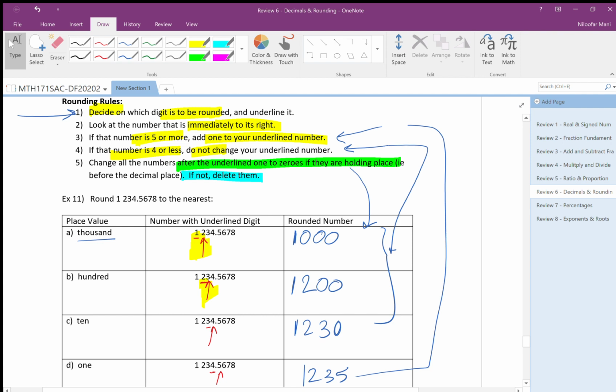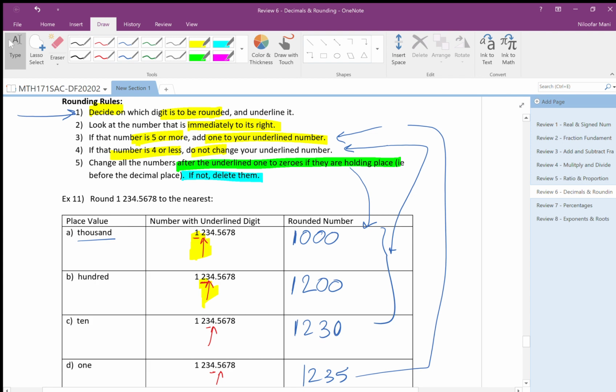You underline that digit, and I want to see that. I want to see this red part, because then I ask you what did you do. If you are my student, show your steps. Then check the next one. If the next one is 5 or more, add up the one that you underline. If it is 4 or less, means 0, 1, 2, 3, 4, you don't change. If those digits are place value holders, like 1000, 100, you have to add 0.